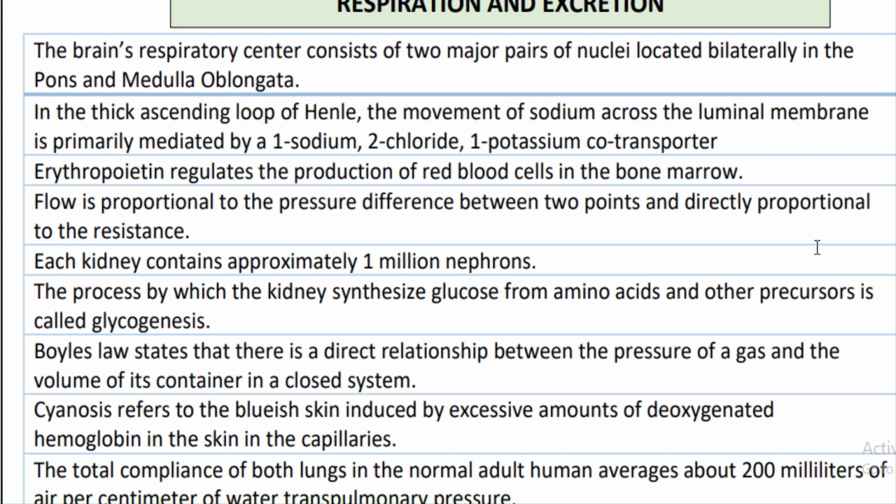Again, it is true. Flow is proportional to the pressure difference between 2 points and directly proportional to the resistance. This is false. Each kidney contains approximately 1 million nephrons. True. The process by which kidney synthesizes glucose from the amino acid and the other precursors is called glycogenesis.